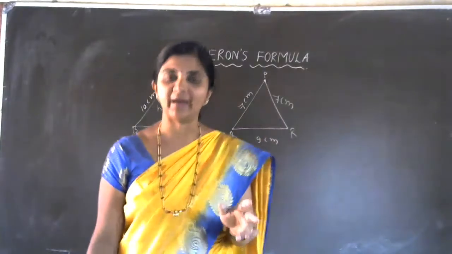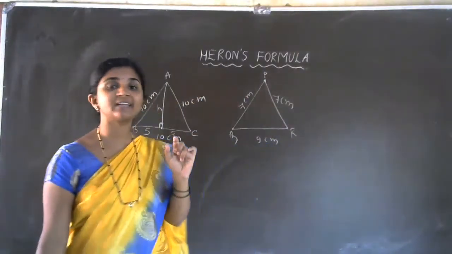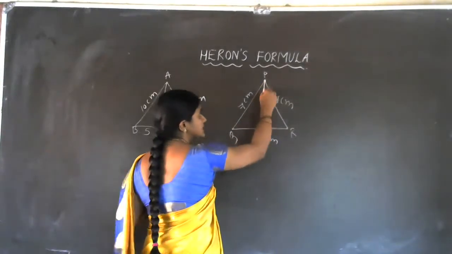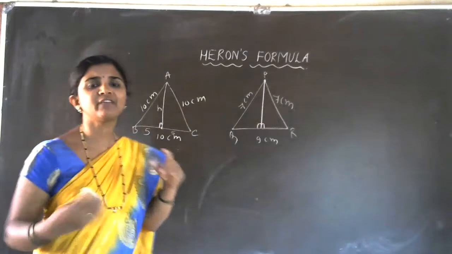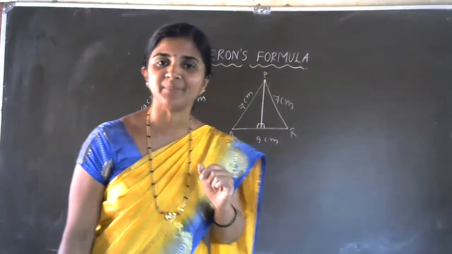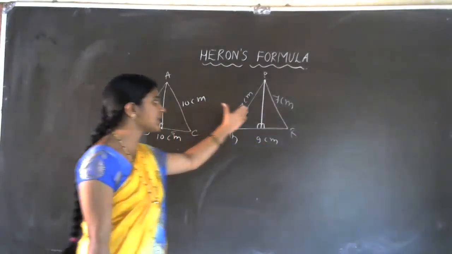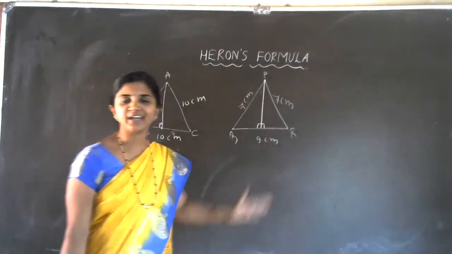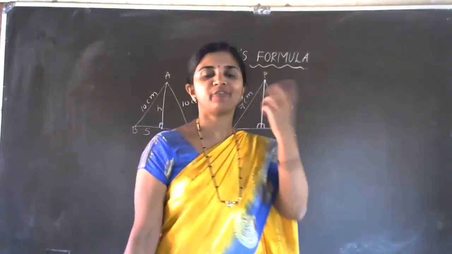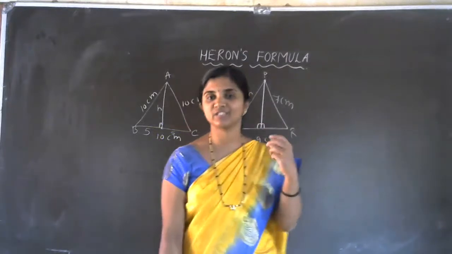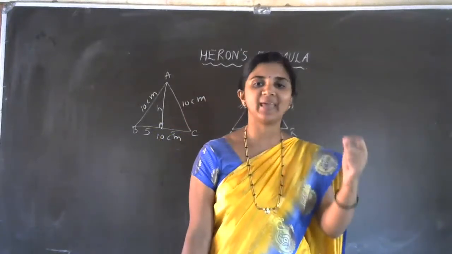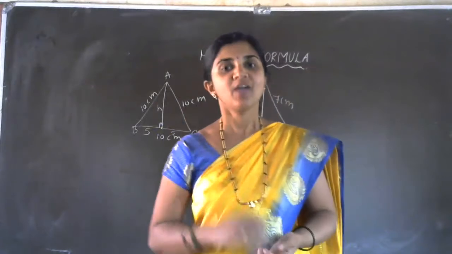Perpendicular bisector in the sense it forms a right angle. Right angle in the sense, again we can apply Pythagoras theorem. So we can use Pythagoras theorem to find out the height of this triangle. After getting the height, we can easily apply the area of a triangle, which is equal to half into base into height. Okay, we got the solution.